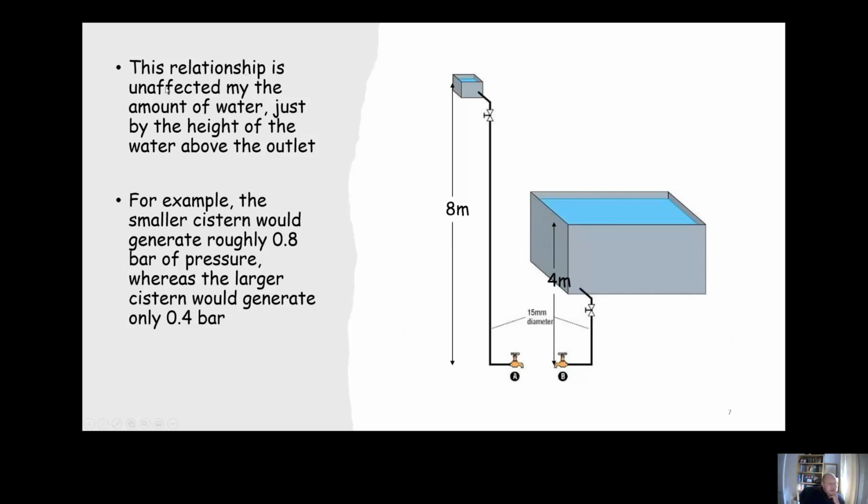The relationship is unaffected by the amount of water, just the height above the outlet. Say for example we've got 2 examples here, both 15mm pipes with bib taps connected. One with a massive giant cistern with 4 metres in height between the water level and the outlet, and one with a tiny little cistern up here with 8 metres between the water level and the outlet. This one with the 8 metres head of pressure would have 0.8 of a bar of pressure at the outlet, whereas this one would have 0.4 of a bar, because the only thing that's relevant is the height. Okay.